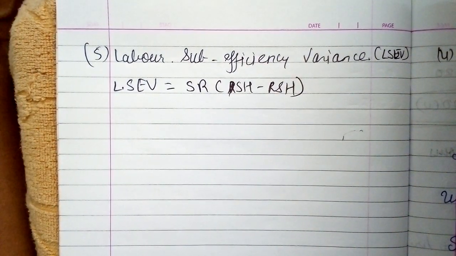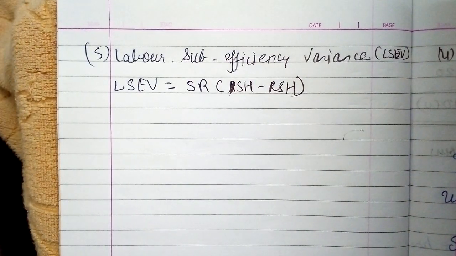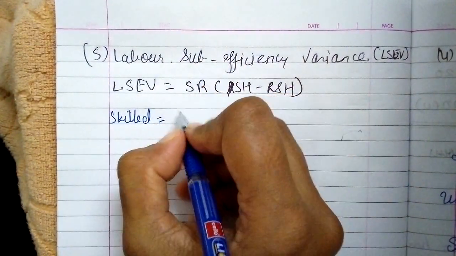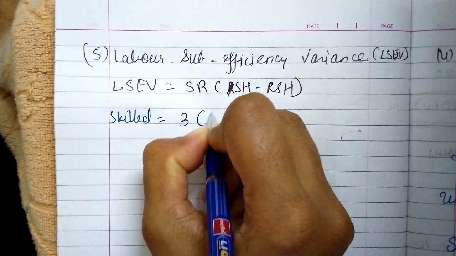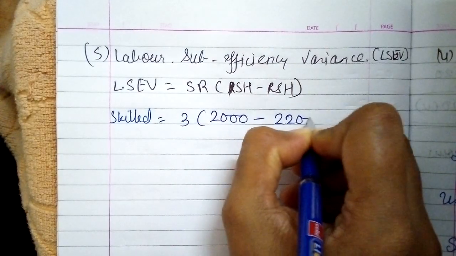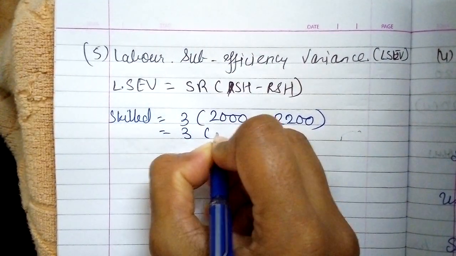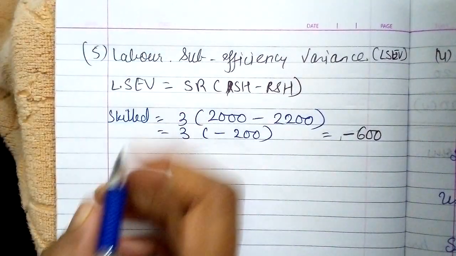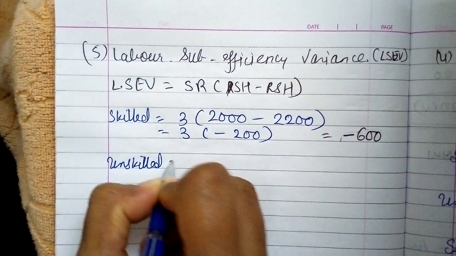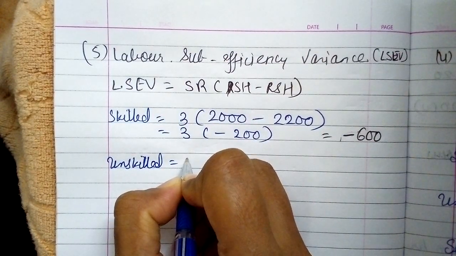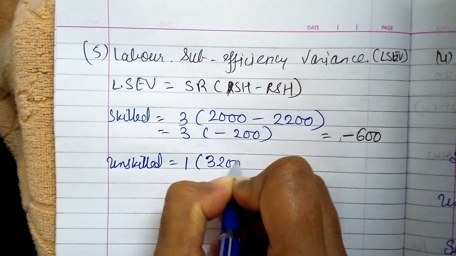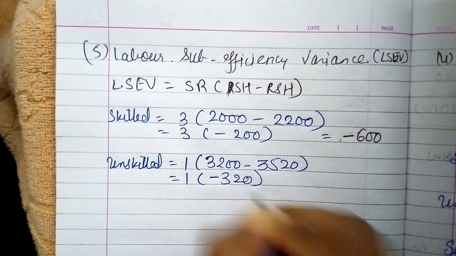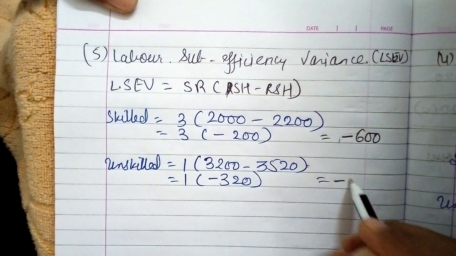Now moving ahead with the calculation. For skilled, standard rate 3, standard hours 2000 and revised standard hours 2200. So 3 into bracket negative 200. So that will be negative 600 unfavorable. For unskilled, standard rate, that is 1, standard hours 3200 and revised standard hours 3520. So 1 into bracket negative 320. So the answer will be negative 320.